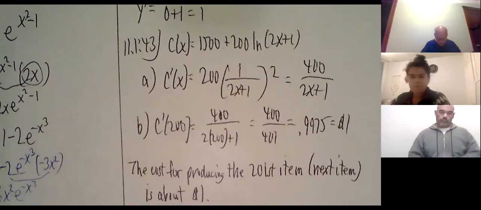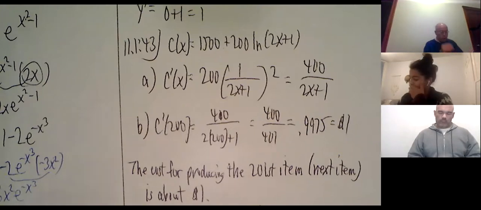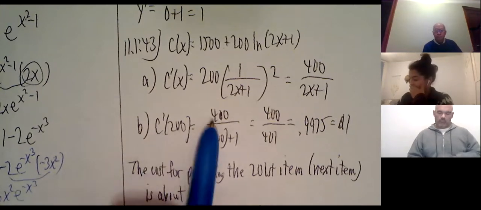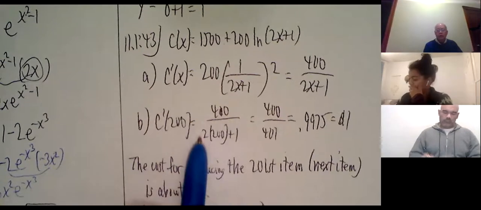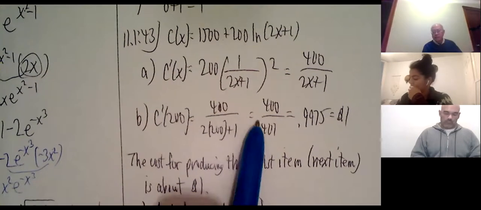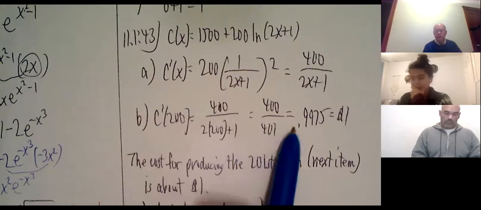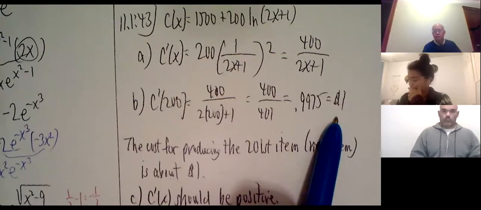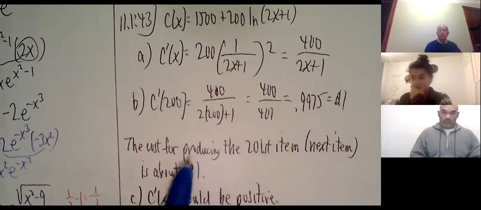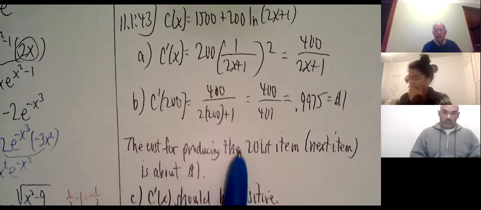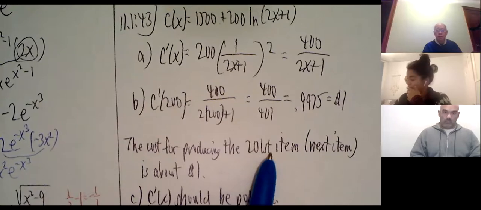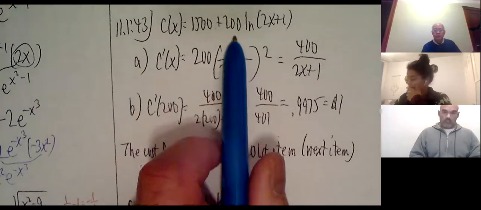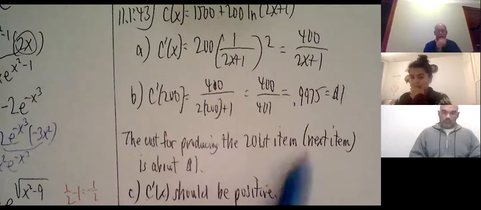Okay, then part B, it says, find the marginal cost when 200 units are produced and interpret your result. So I plug in 200. So 400 divided by 400 plus 1, that's almost 1, 0.9975. In fact, if we were to round that off, it's $1. So interpretation, the cost for producing the next item, the 201st item, so you're at a level of producing 200 units. The cost of producing the next item is about $1.